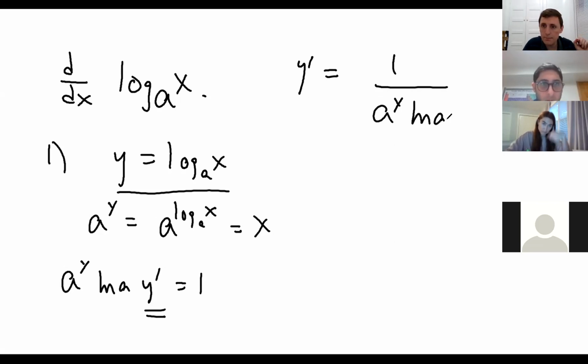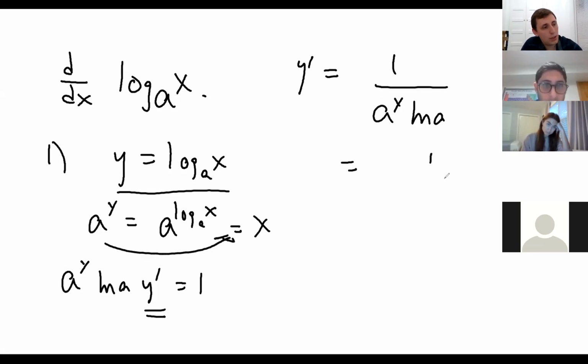Agreed? And what is a to the y? A to the y is just x. So it's 1 over x ln a. Another method, method 2.